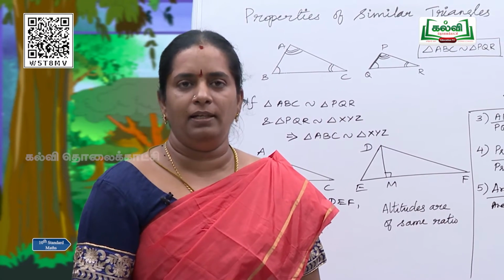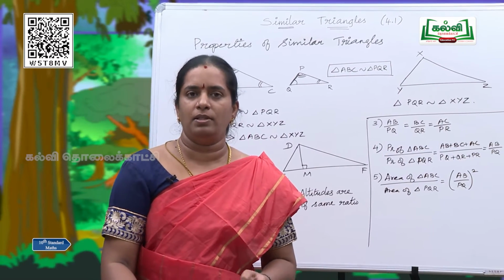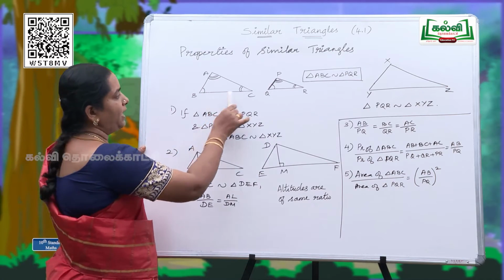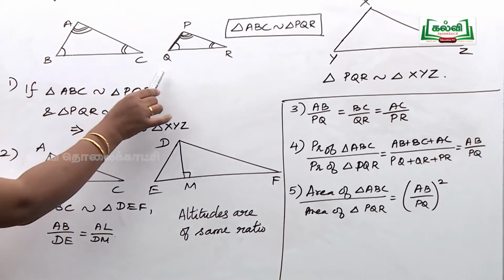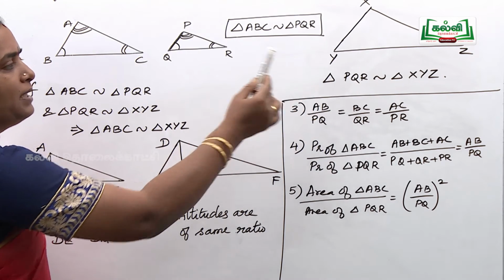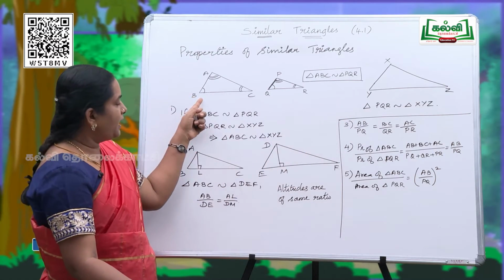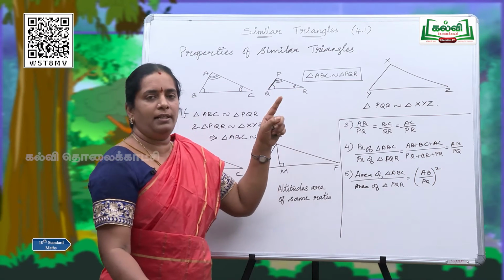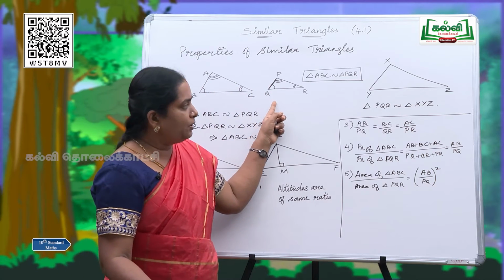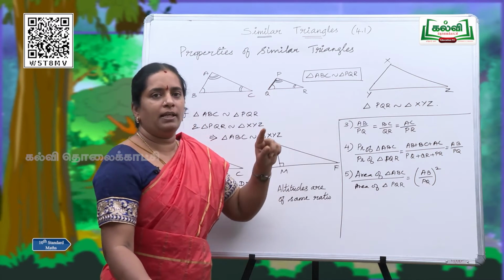Now we are going to deal with, if two triangles are similar, what are the properties we are going to use to solve the problems. See the properties of similar triangles. If triangle ABC and triangle PQR are similar, and if triangle PQR is also similar to triangle XYZ, we can say that triangle ABC is similar to triangle XYZ. That is, if triangle 1 is similar to triangle 2 and triangle 2 is similar to triangle 3, we will say that triangle 1 is similar to triangle 3.